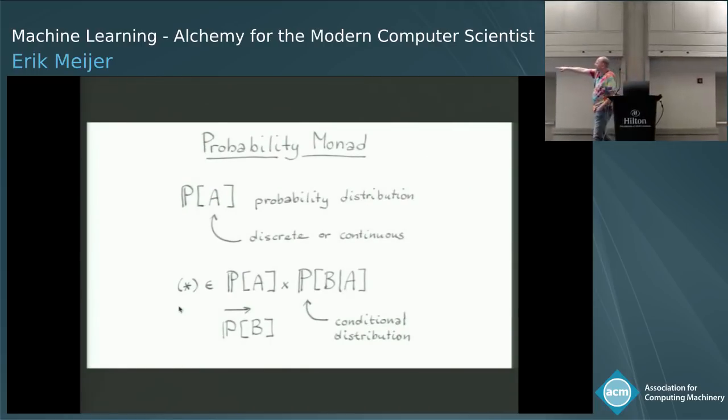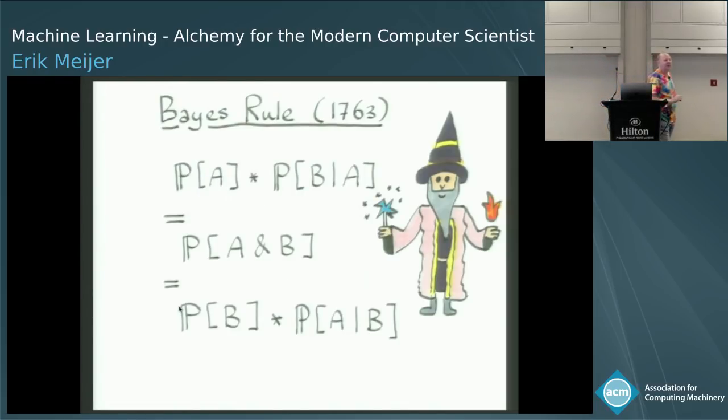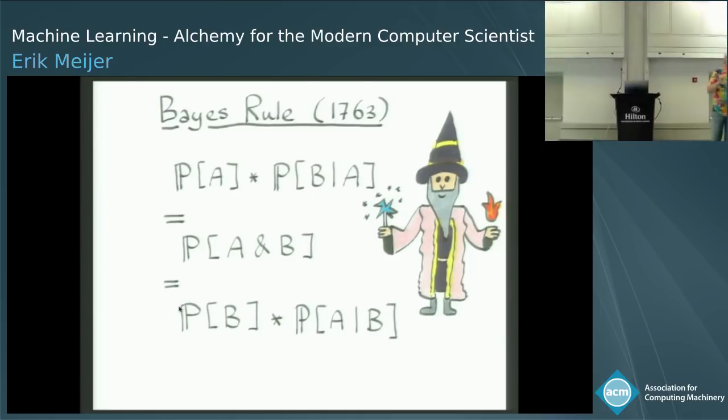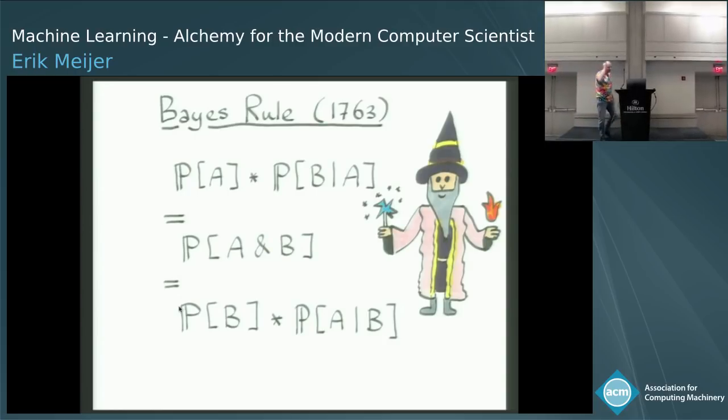So here's the type. P of A is just a value of type probability distribution of A. And then the star is just monadic bind. If you look at Bayes' rule, what it says is that it gives you a way to invert a monadic function. Because on the left there's P of B given A, which is a function from A to a probability distribution of B. And on the right, there's P of A given B, which is a function from B to a probability distribution of A.